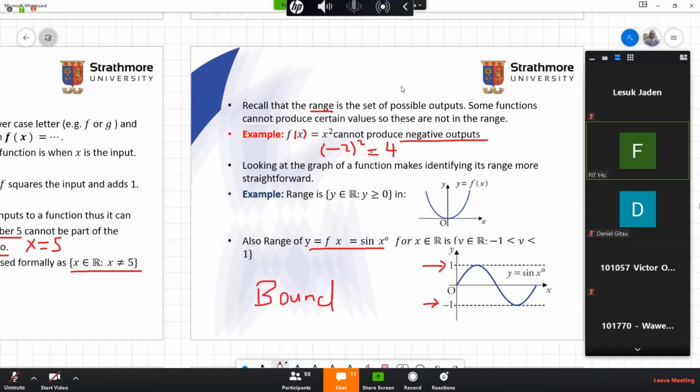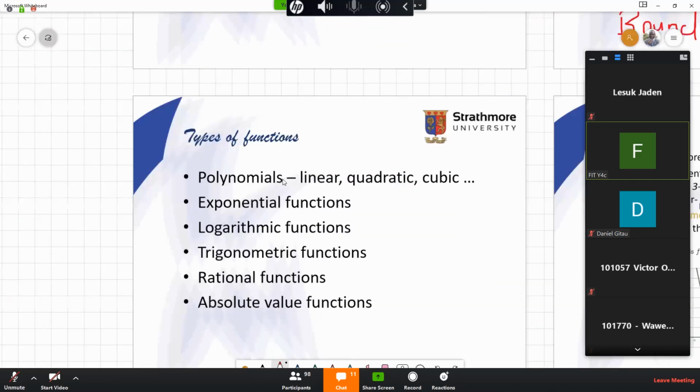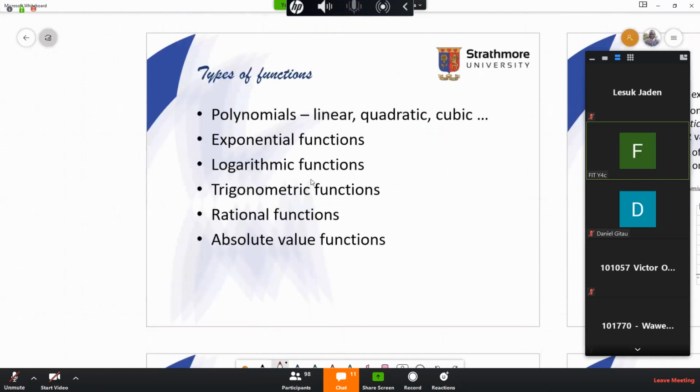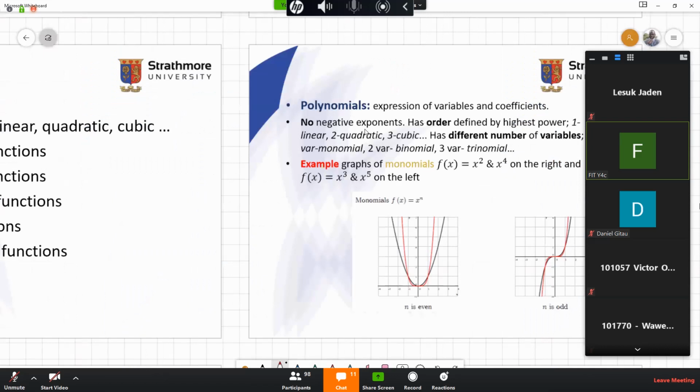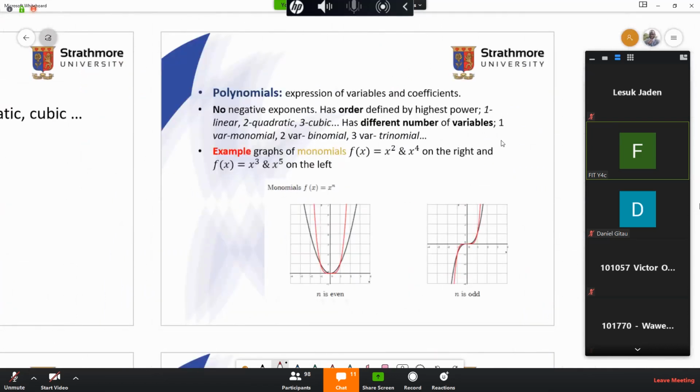This is revision. So quickly, types of functions. We have different types of functions: polynomials, exponentials, logarithms, trigonometric, and all these are types of functions that we will be dealing with. Very quickly, polynomial functions, their definition is here. You can check them out. And then we have examples down here.